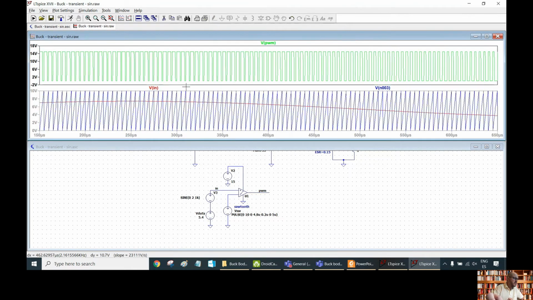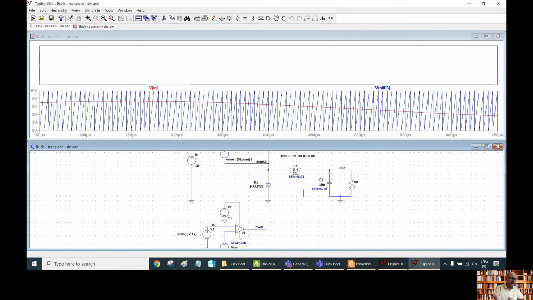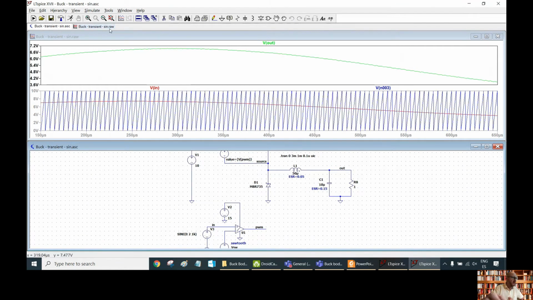Let's do a zoom here. Okay, so we can see that here we have a higher value of the duty cycle, and here the value of the duty cycle is lower. So we are modulating the duty cycle. Let's see now how is the output. We are going to delete this one and see here the value at the output.